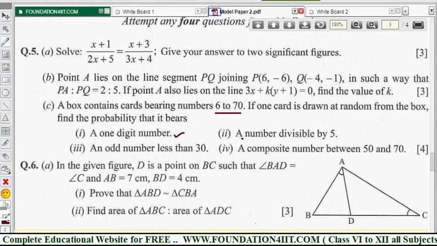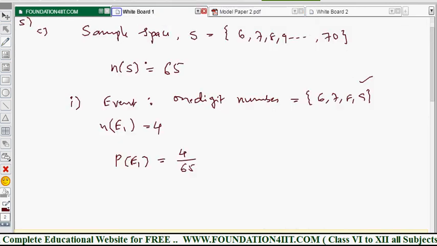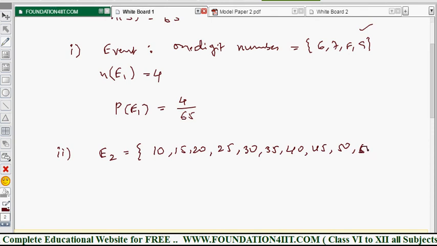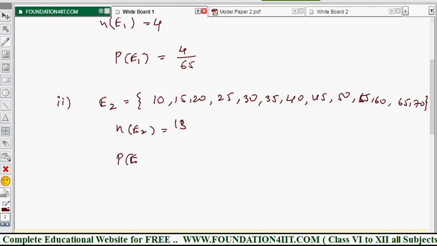Next statement, favorable cases we'll see. The second one is a number divisible by 5. Which numbers from 6 to 70 are divisible by 5? Let's take it as event 2. The numbers divisible by 5 start from 10, because 5 is not there, from 6 onwards. So 10, 15, 20, 25, 30, 35, 40, and so on, 50, 55, 60, 65 and 70. If we count all these, that is n of E2, it's totally 13. Then the probability of this event is 13 by 65. You can cancel: 13 ones are 13, 13 fives are 65. So 1 by 5 is the probability that the card drawn is divisible by 5.